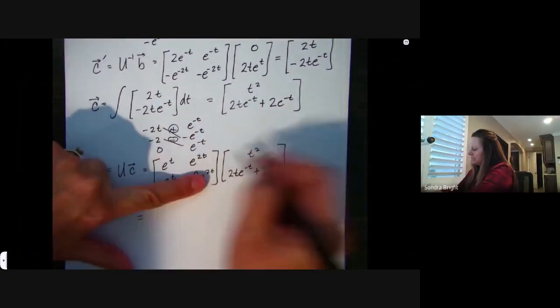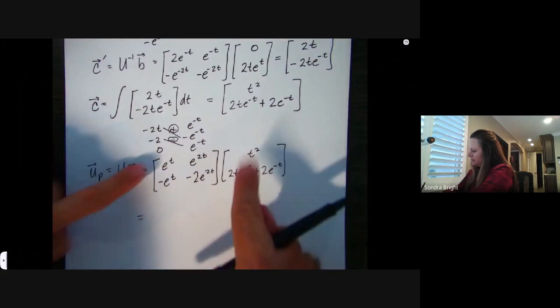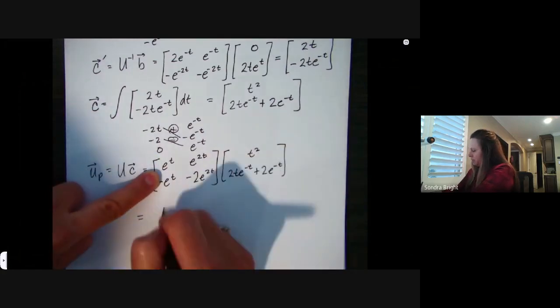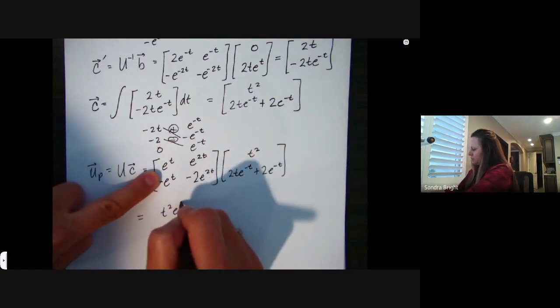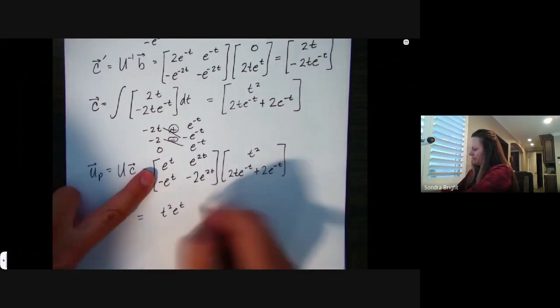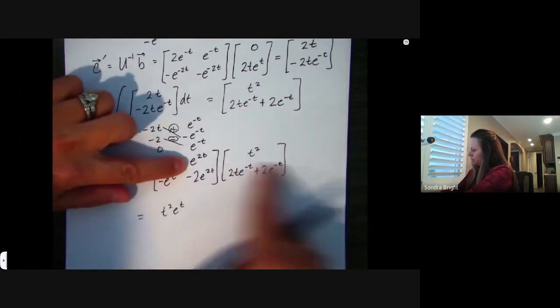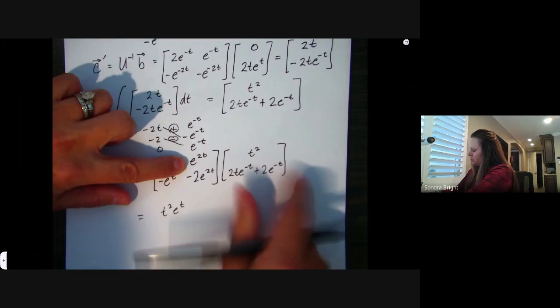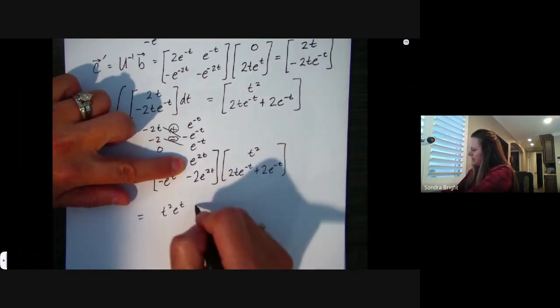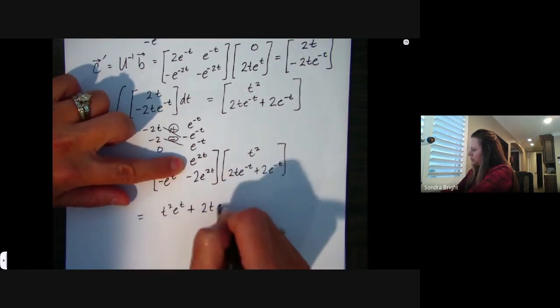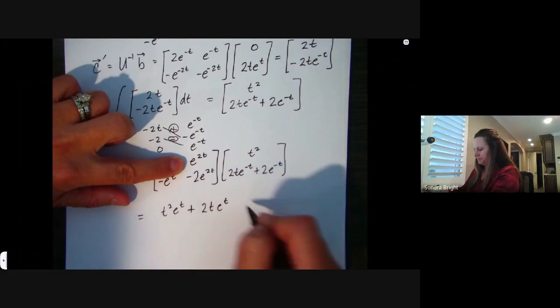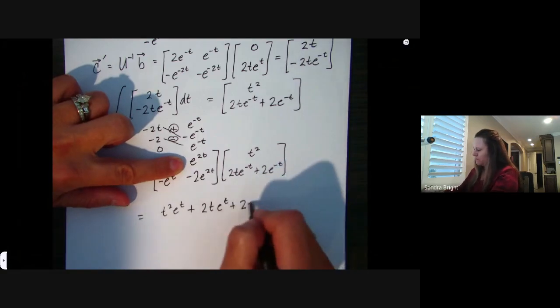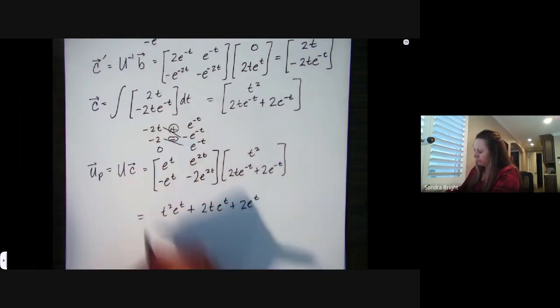So it's a t squared times e to the t plus multiplying this guy times this whole row. So it's a 2t e to the t plus 2e to the t. That's row 1 of my new 2 by 1 matrix.